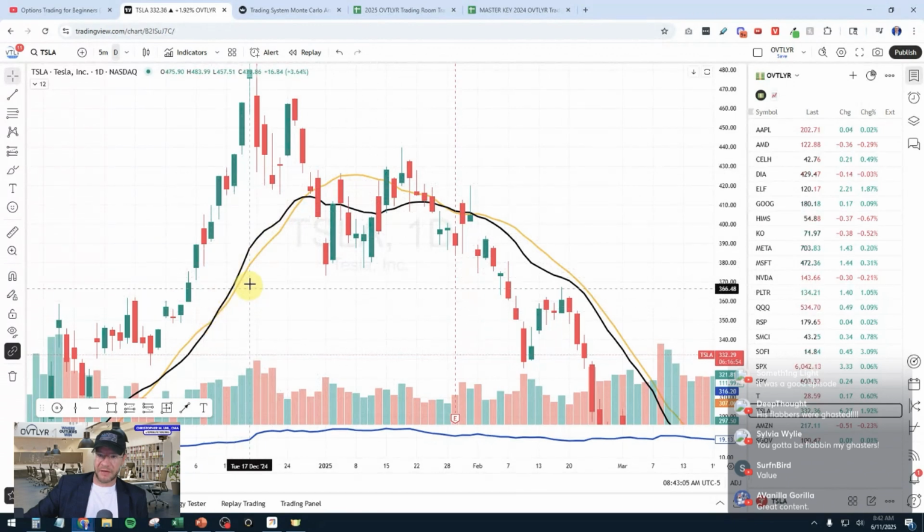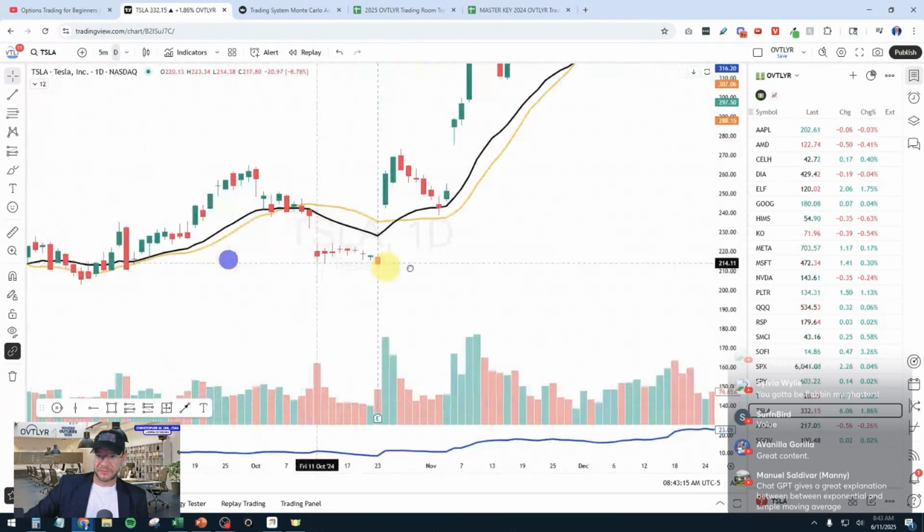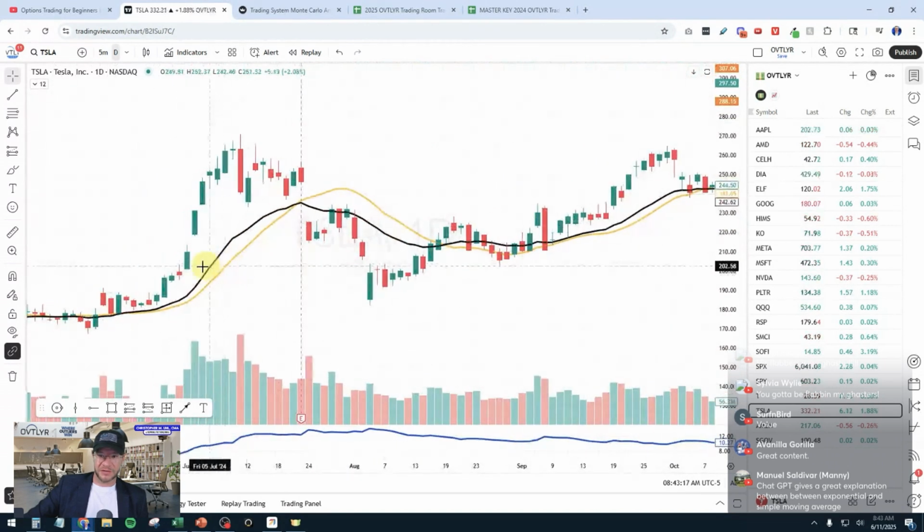You can see right here, the simple moving average peaks and comes back down, where the exponential moving average peaks and comes back down days before the simple one. That's the reason I use them, right? Here's another example. The 20 EMA changes direction days before the simple moving average changes direction.